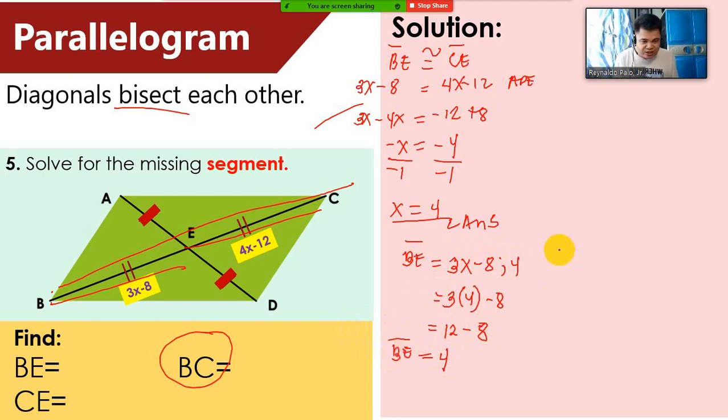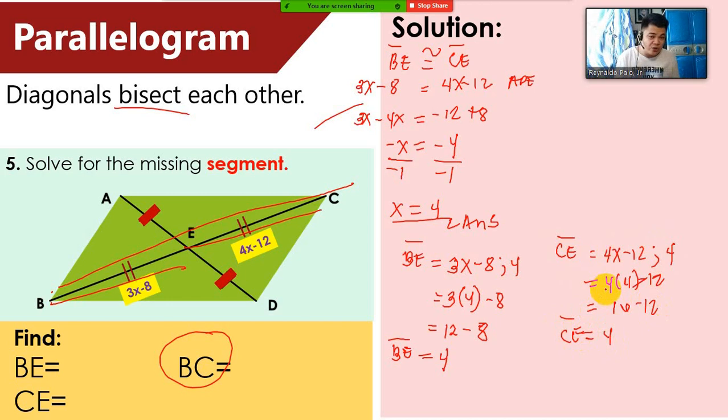Then the next thing is we're going to solve segment CE. The representation is 4x minus 12 and the value of x is 4 as well, of course. So 4 times 4 minus 12. So 4 times 4 is 16 minus 12. The answer is 4 units as well. So because the diagonals bisect each other, we can say that there are two pairs of congruent segments that are going to be formed as well.